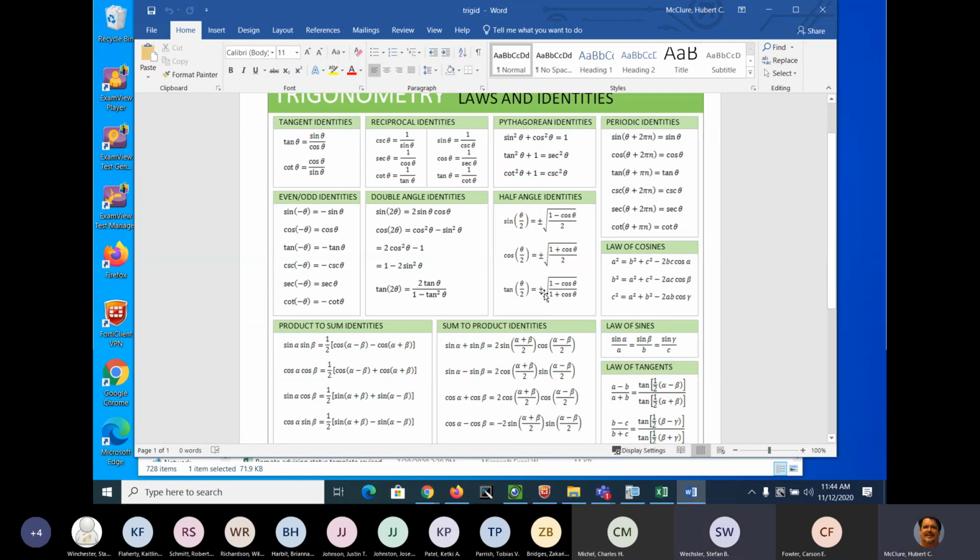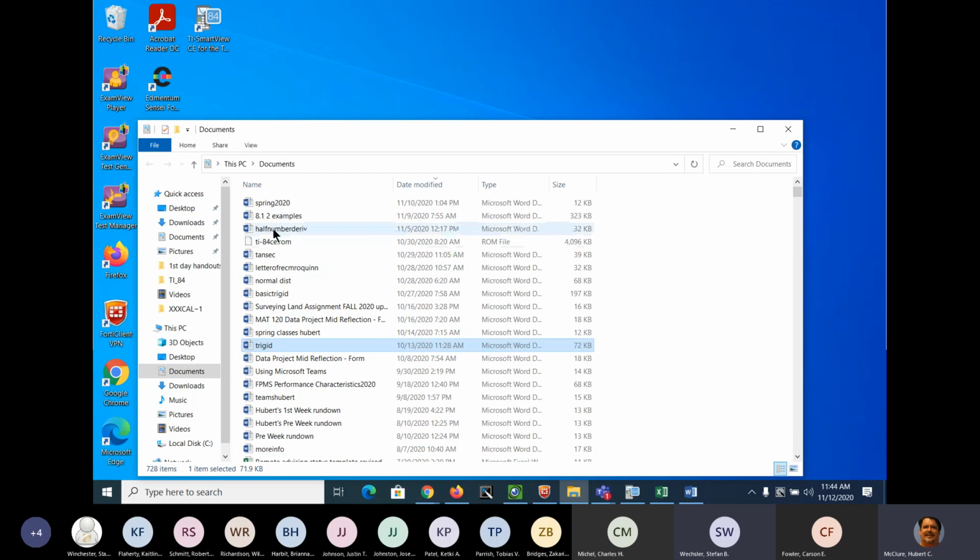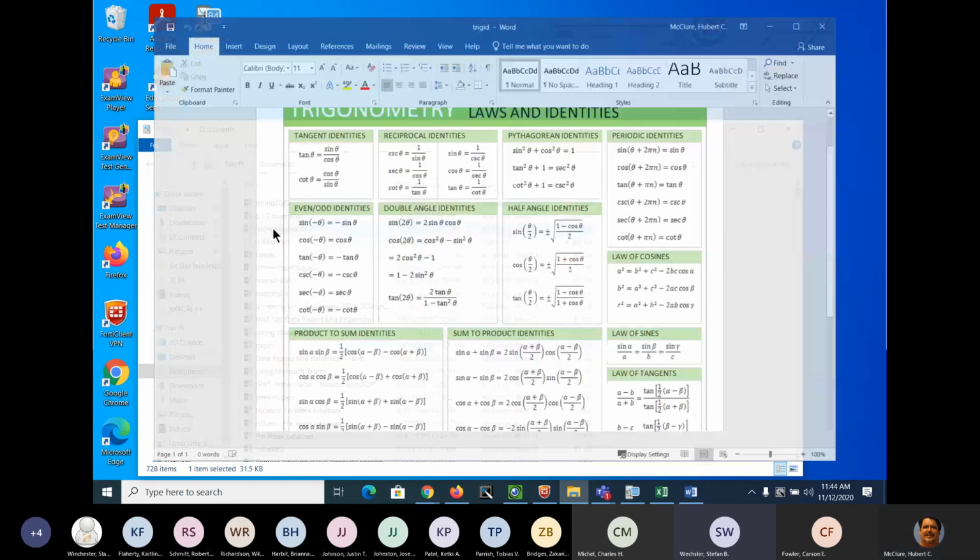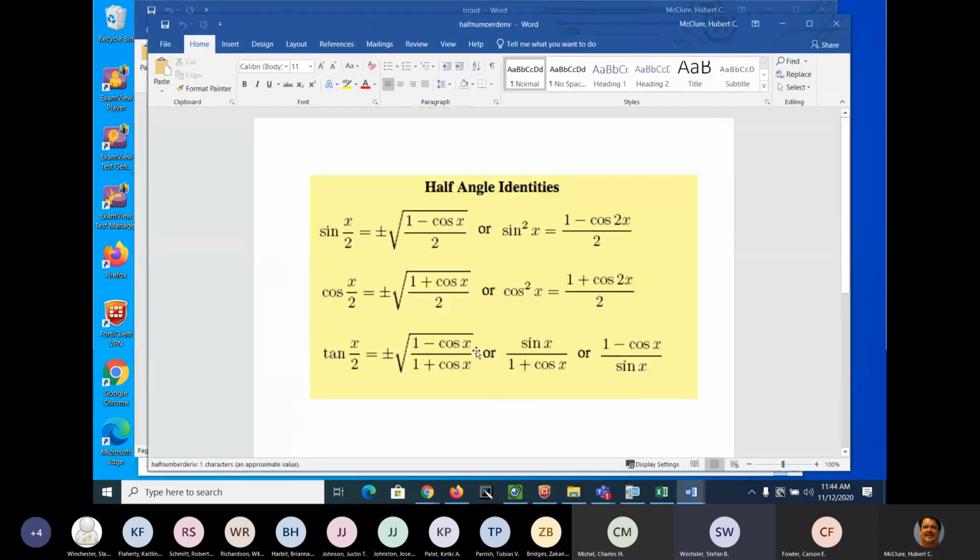Didn't you post a half? Yeah, I did. Let me see if I can find them. Remember, didn't I call them derived? Yes, sir. So when it says half number, we should use these then. That's it? Yes, sir. Okay.